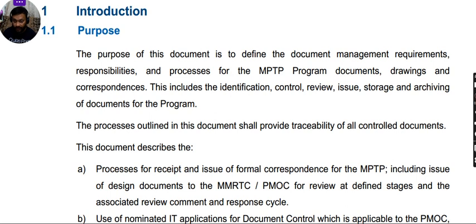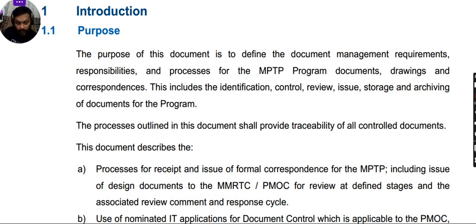And when it is finalized, we have to store it, and after some period we have to archive it for the program. So all these procedures are written here, and we are going to learn that. Okay, let us go further.